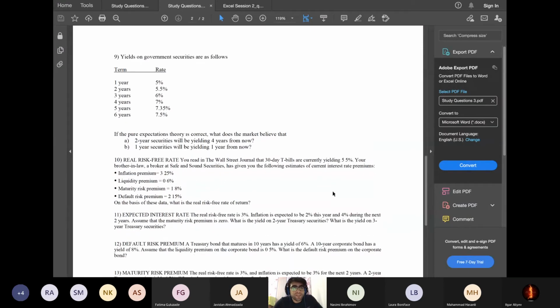Now, yields on government securities are as follows. If pure expectation theory is correct, what does the market believe that a 2-year security will be yielding 4 years from now, and 1-year securities will be yielding 1 year from now? In this question, we should find the yields of the securities 4 years from now and 1 year from now. Let's calculate.